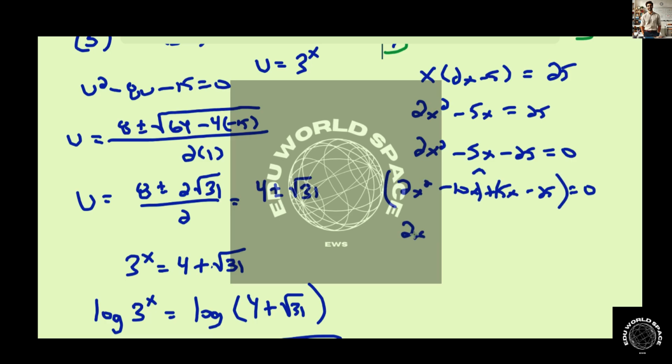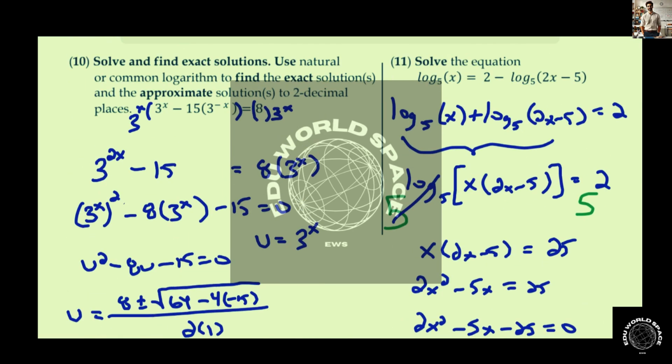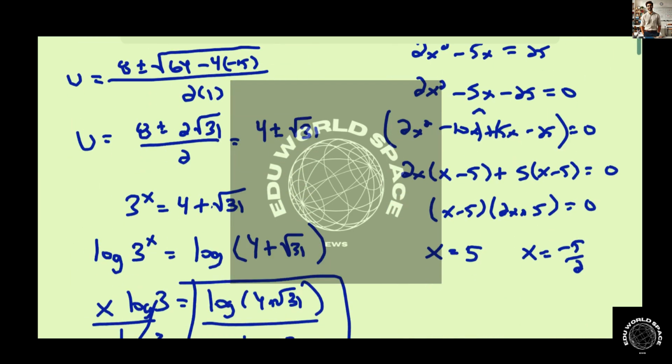We can take a 2x out of the first quantity, left with x minus 5. We can take a 5 out of the second quantity, left with x minus 5. So now we have a common quantity of x minus 5, and what we took out, 2x plus 5. So by the zero factor theorem, x is 5, or 2x plus 5 equals 0. So subtract 5 and divide by 2, that's negative 5 halves. Now we can't do a logarithm of a negative value, so negative 5 halves is extraneous and just 5 is the solution.